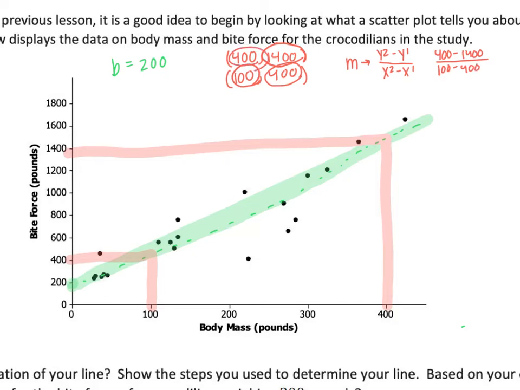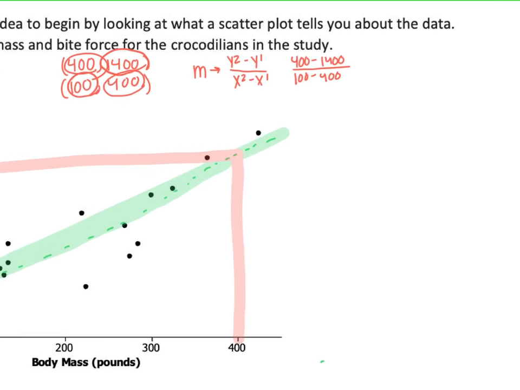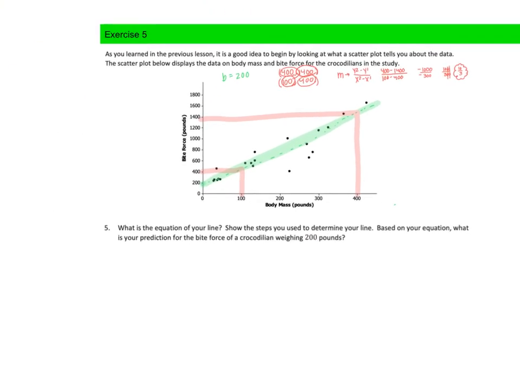All right. 400 take away 1400 is negative 1000. And 100 take away 400 is negative 300. The negatives cancel out, and I'm left with 1000 over 300. And then my zeros cancel out, and I'm left with 10 over 3. Okay, I can leave it as a fraction if I want, or I can turn it into a decimal. It is completely up to you, but I just found my m value.